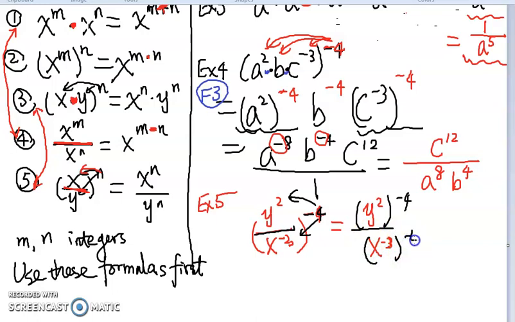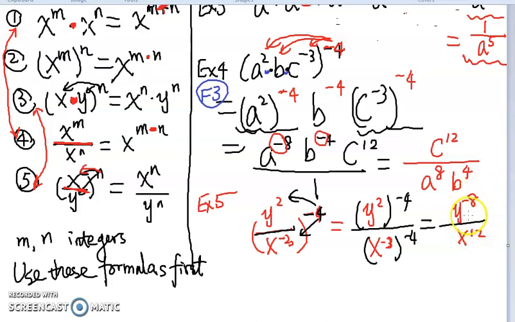Raise this to the negative 4th. And now on the top, the second power and negative 4th power are right beside each other. Power of power, we multiply them to get y to negative 8th. On the bottom, we multiply them. Negative 3 times negative 4, we get x to 12.